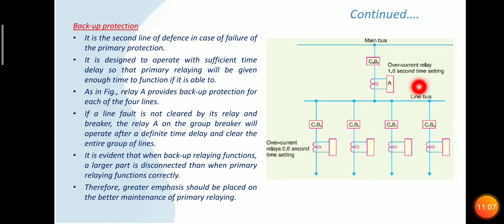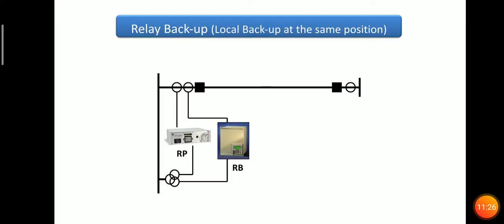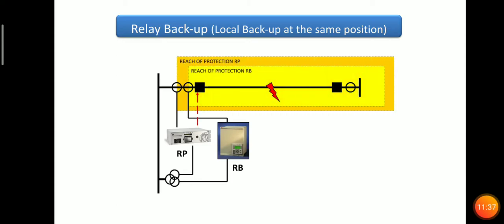If the backup relay operates, most of the power system will be disconnected. Here if this one is operated, all the lines will be disconnected. So it is desirable that the primary relay should function. These are the types of protection. The backup can be local backup, in a particular system, along with the primary relay. If a fault occurs in the system and this primary relay fails, then the backup relay in the same station itself will operate the circuit breaker.